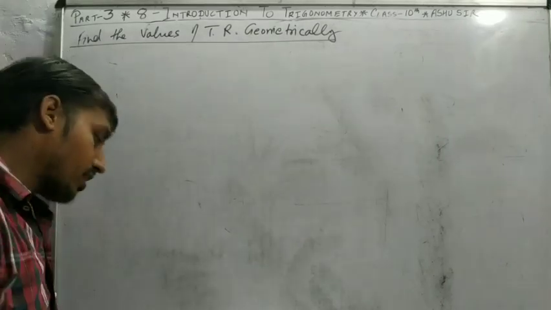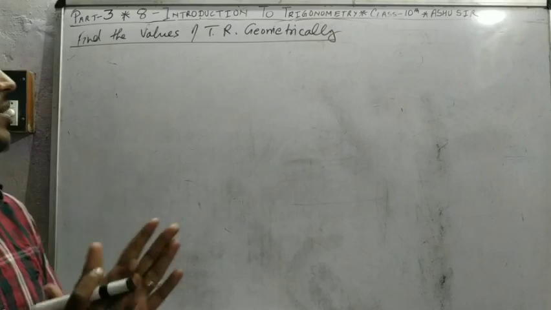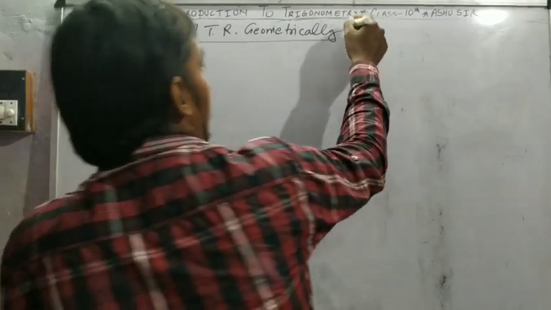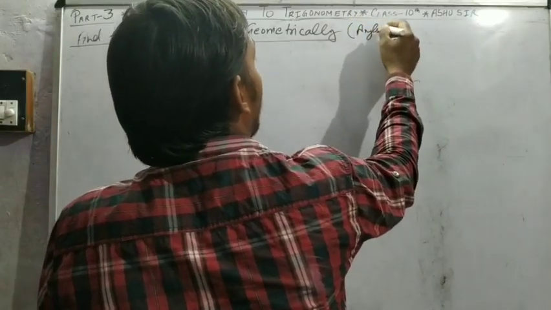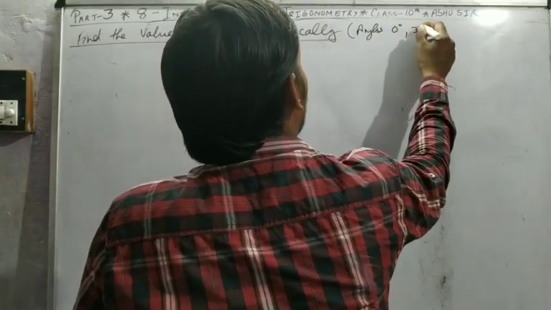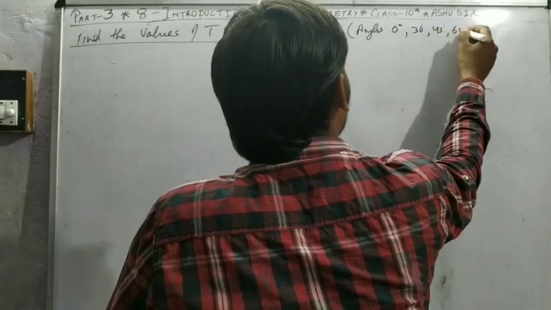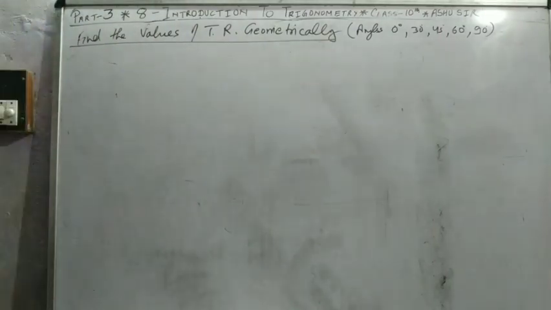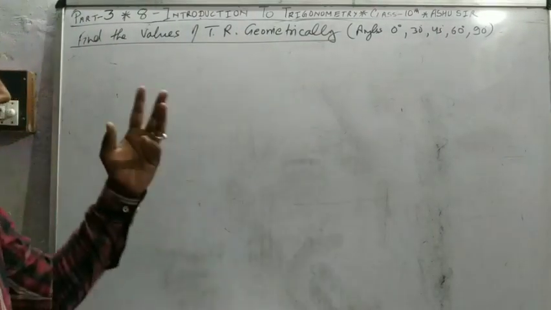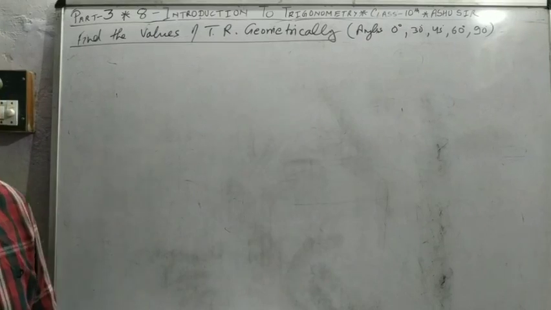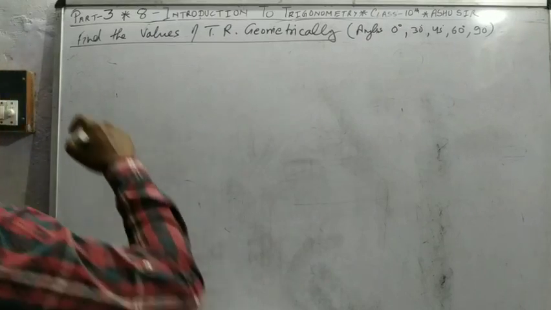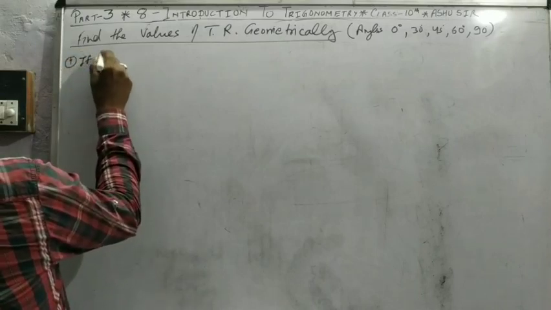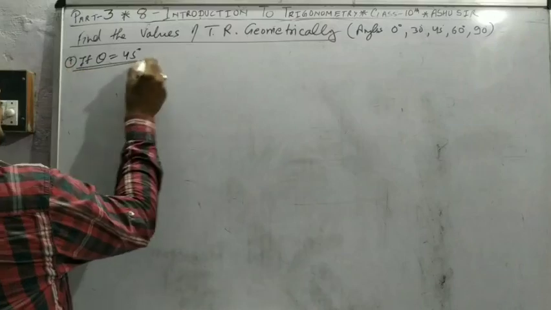So the next topic is to find the value of trigonometrical ratios geometrically. You know the angles in your syllabus: 0 degree, 30 degree, 45 degree, 60 degree and 90 degree. So we find all the values by using the geometrical method. So first we take theta equal to 45 degrees.